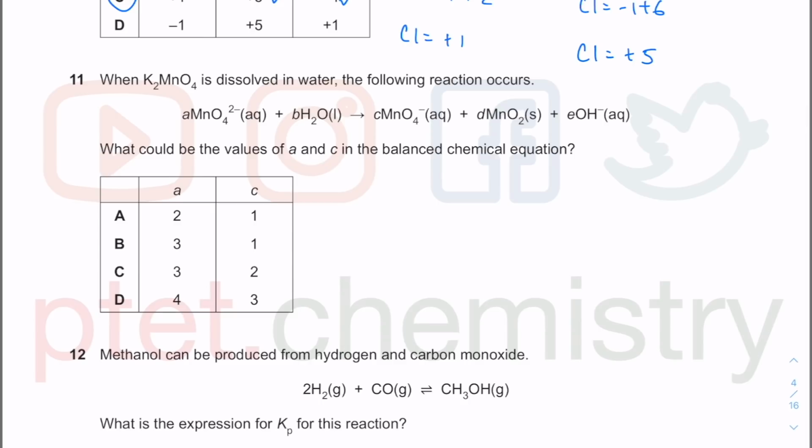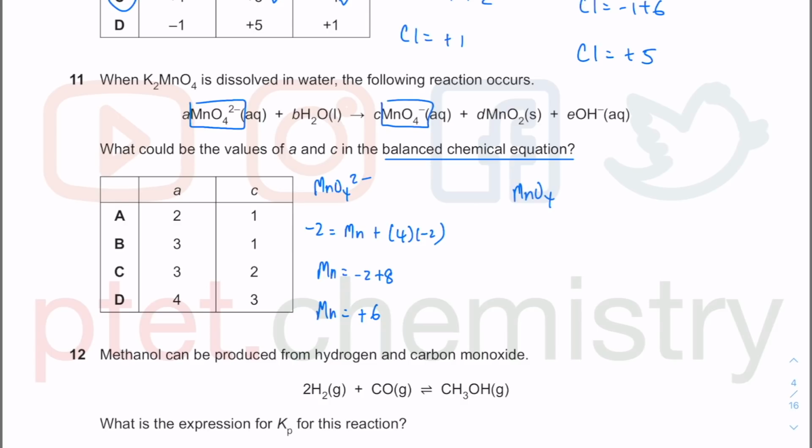Question 11, this is about using changes in oxidation number to help balance redox equations. Again, it's to do with oxidation number. We look at MnO4 2 minus, overall equal to minus 2, with 1 manganese. We have 4 oxygen, each of which is minus 2, so manganese is minus 2 plus 8, manganese is plus 6 there. Then you have MnO4 minus, your classic oxidizing agent when it is acidified. Let's show that it is manganese 7. There are 4 oxygens, each oxygen is minus 2, the manganese is minus 1 plus 8, so the manganese there is plus 7.